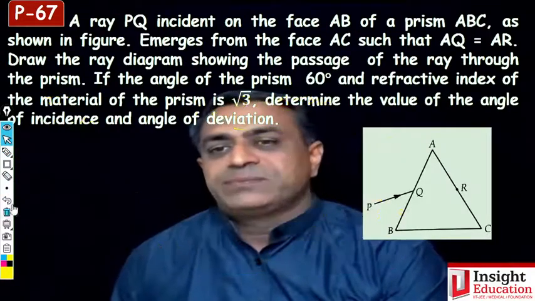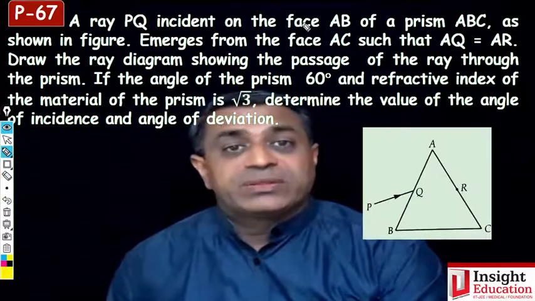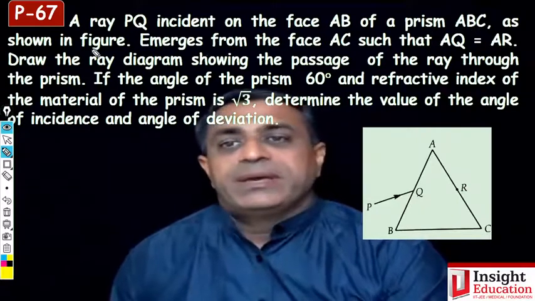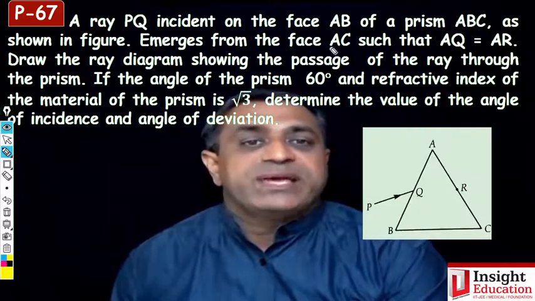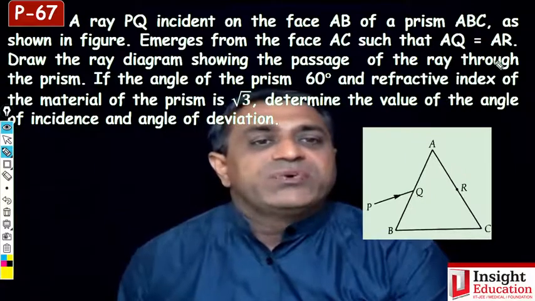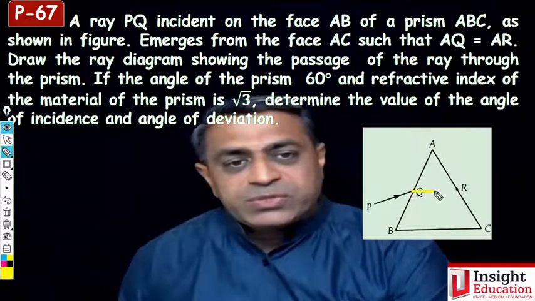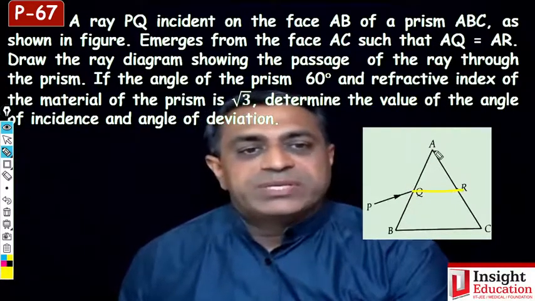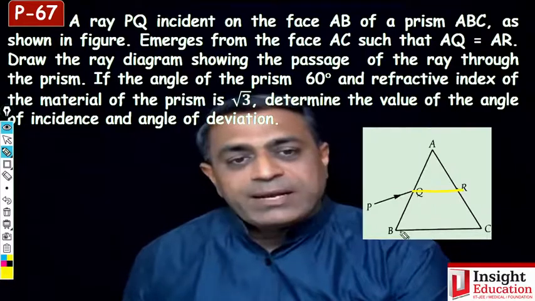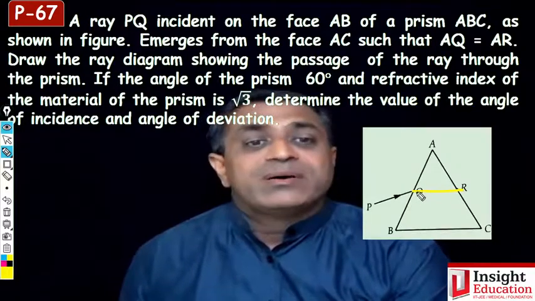So next example: a ray PQ incident on the face AB of prism ABC, as shown in the figure, emerges from the face AC such that AQ is equal to AR. So AQ is equal to AR. It means this ray passes through the prism horizontally, because these two sides are equal, or you can say the ray QR is parallel to BC. Now from this you can understand this is the condition for minimum deviation.